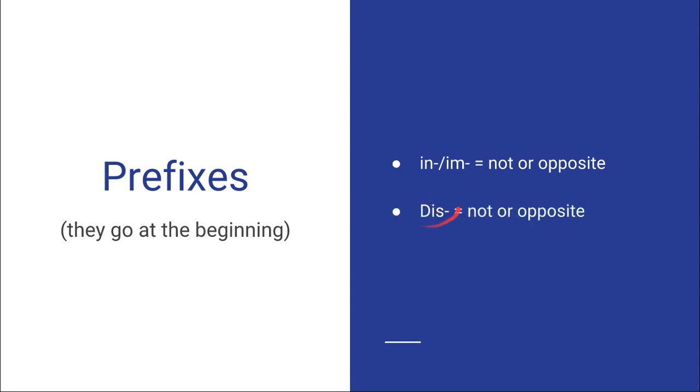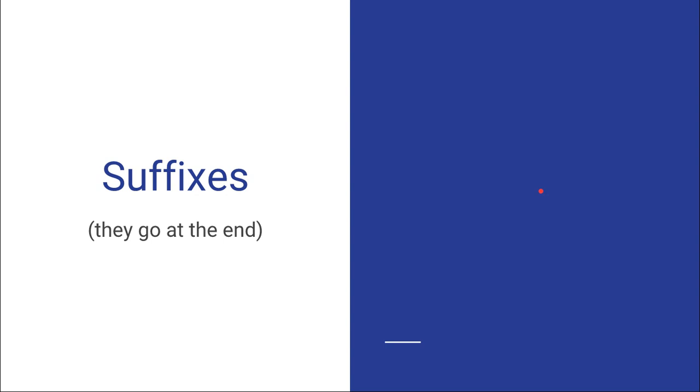All right, and then dis also means not or opposite. Okay, so if I am displeased, I'm not pleased. Now, I could say I am impleased, and it would have the same meaning, but that doesn't go with that. So even though these have the same meaning, you can't just throw them onto the front of every word and have it work. Okay? But if you see it at the beginning of a word, then make good guesses about what that word might mean.